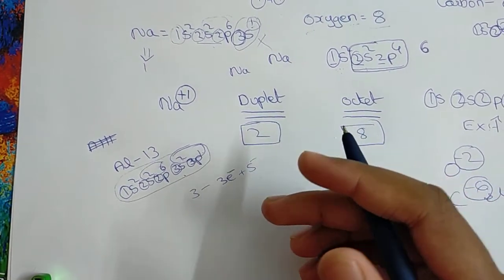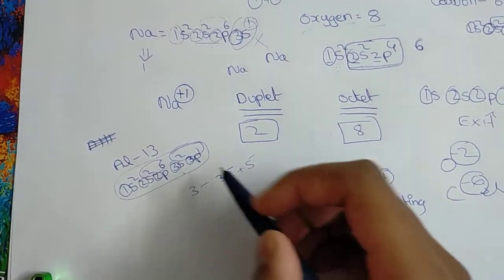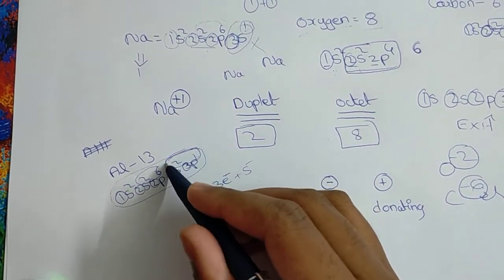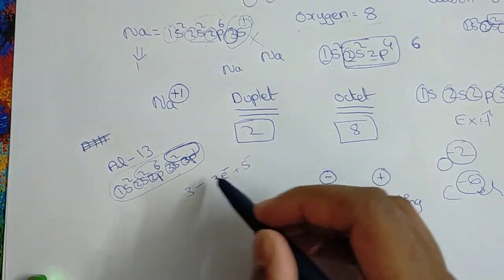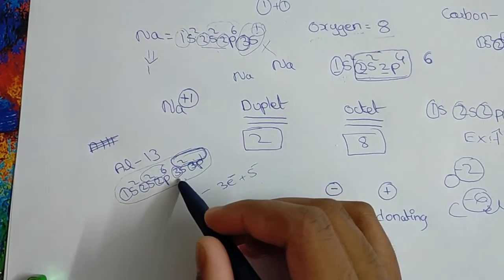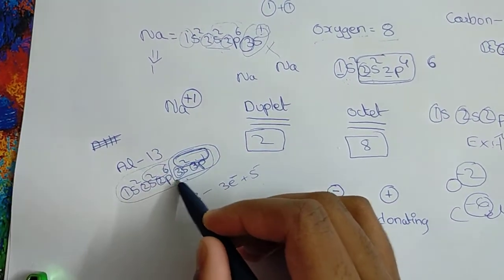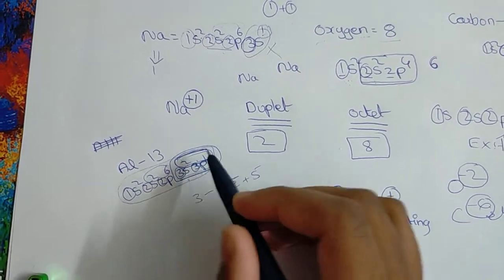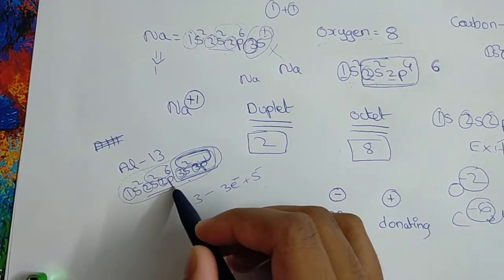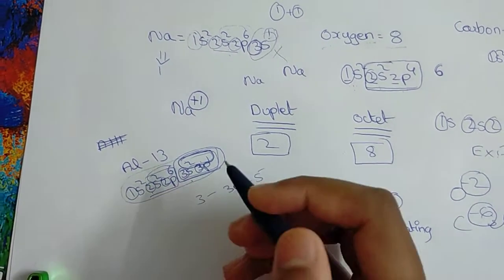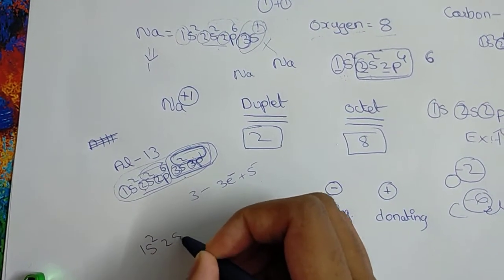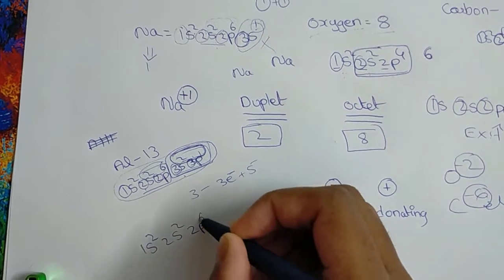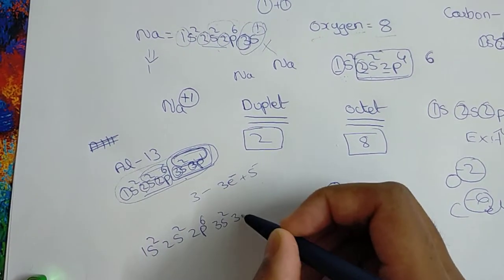So many of the atoms are not ready to accept so many electrons. So here these 3 electrons can be donated rather than accepting 5 electrons. If these 3 electrons are donated, this incomplete shell will be cancelled. If this shell is cancelled, there are 8 electrons completely present in the valency shell. So I'll write the electronic configuration once again: 1s2, 2s2, 2p6, 3s2, 3p1.